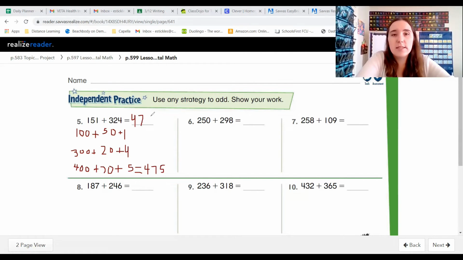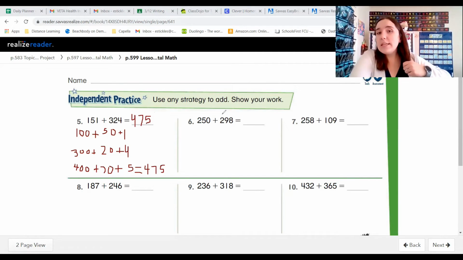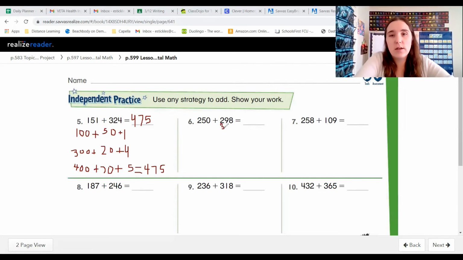You are going to try number 6 all by yourself. I would personally use easy numbers because 298 is really close to 300. But feel free to use either strategy that we've been practicing. Pause me, do your work, and come back when you think you have the answer. Are you ready? Okay, I'm going to do easy numbers. So I know that 298 is really close to 300. 300 is just 2 more.